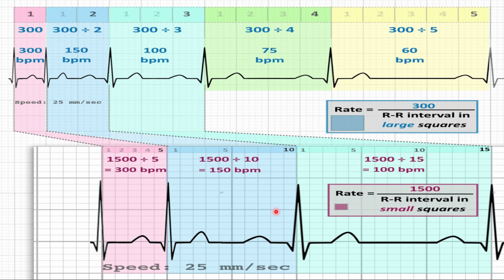While between these two R waves, there are 1, 2, 3, 4, 5 and up to 10 small squares. 1500 divided by 10 will be equal to 150. Hopefully after this exercise you will be able to calculate heart rate quite easily on an ECG strip.